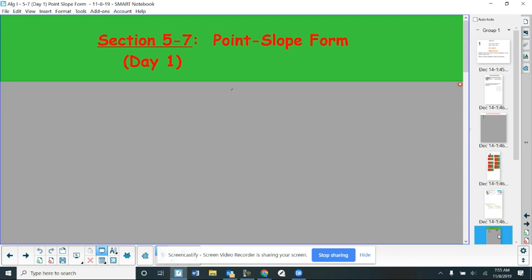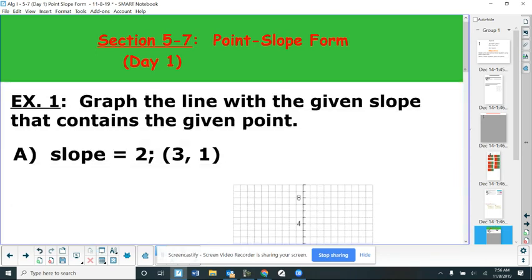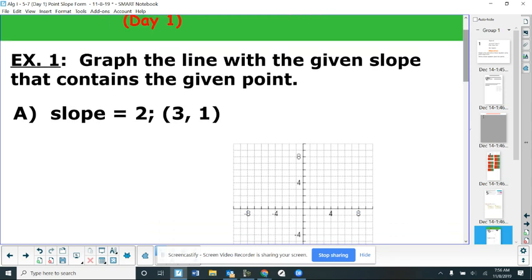So 5-7 day one, here's what we're going to do. The directions say point slope, but we're actually going to learn point slope on Monday. We're going to use exclusively slope intercept form today. So I teach it with slope intercept form first, and then we come back and pick up point slope on Monday. So let's look at the first one here. It says, graph the line with the given slope that contains the given point.